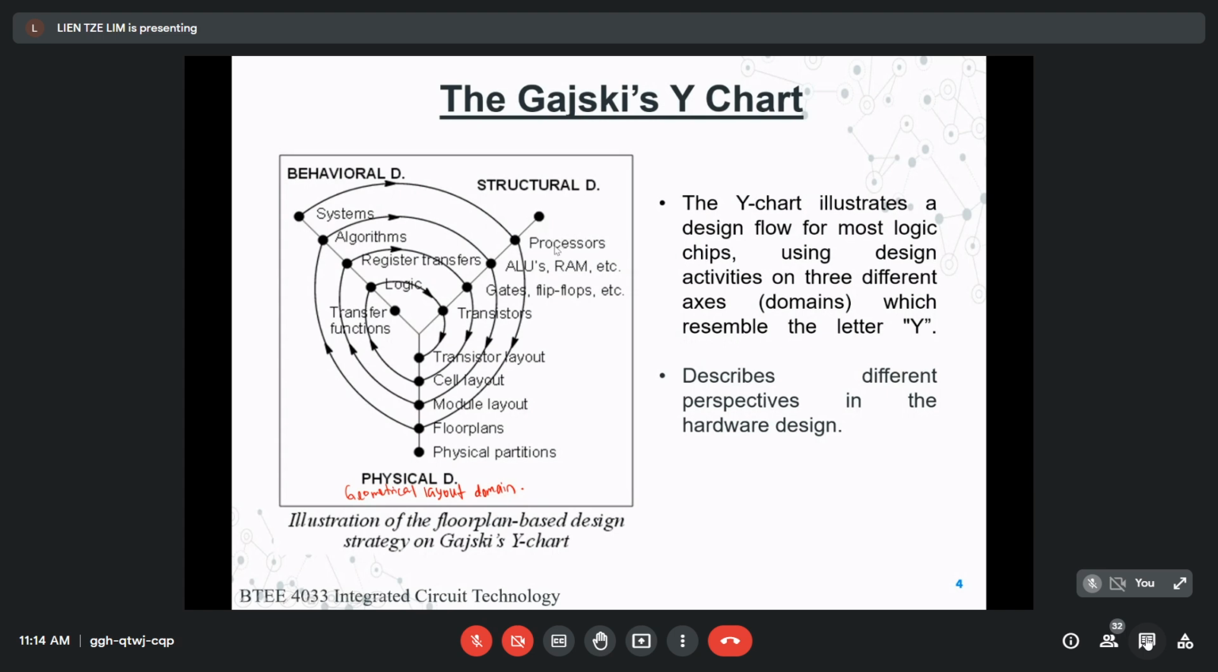The structures of the chip. We see the whole thing, the processor, the chip. When we look at a lower level inside the processor, it has arithmetic, not aluminum. These are arithmetic logic units, RAM, and so on.